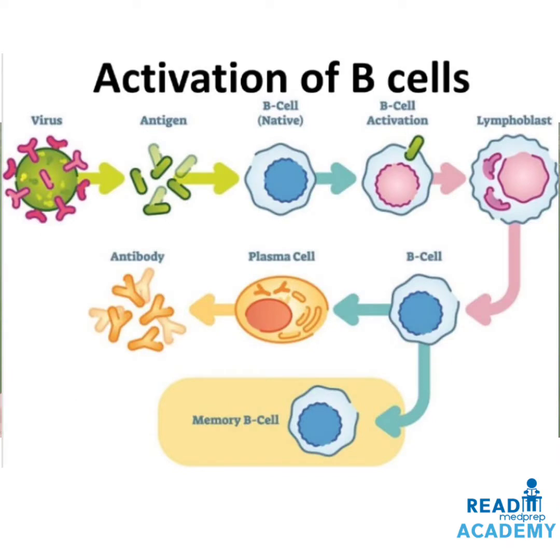Activation of B cells: you can see when any antigen in the form of a virus or a bacteria enters into the body, it is received by the B cell and gets attached to it, and the B cell activation occurs and it gets transformed into a lymphoblast. This lymphoblast helps in the production of a series of plasma cells which helps in the formation of antibodies, and sometimes this B cell becomes a memory B cell.